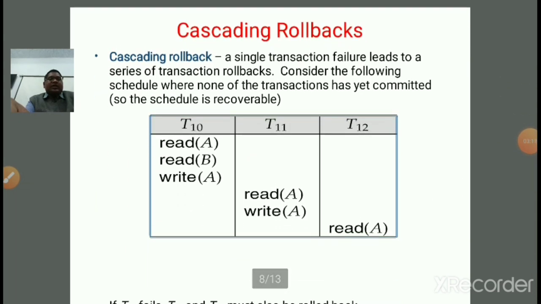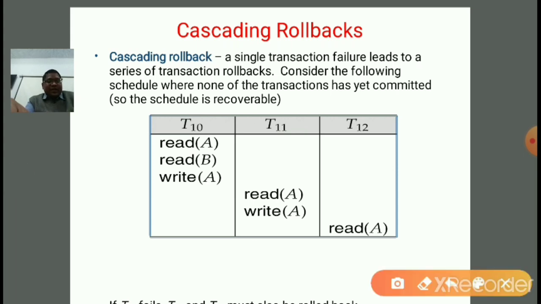Cascading rollback means a single transaction failure leads to a series of transaction rollbacks. Consider the following schedule where none of the transactions has yet committed, so the schedule is recoverable. If you see, transaction T10 does write A. Now this A value written by T10 is read by transaction T11, which reads A and then writes A. Then this value written by T11 will be read by transaction T12.